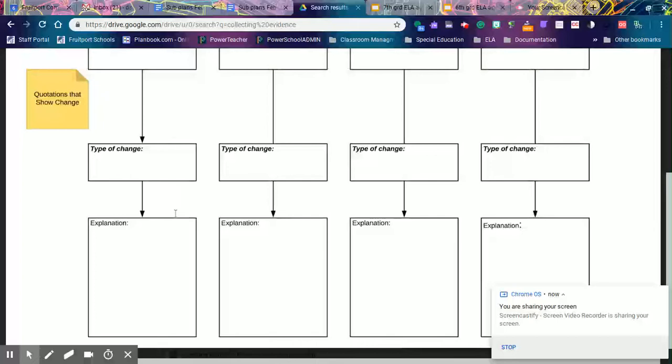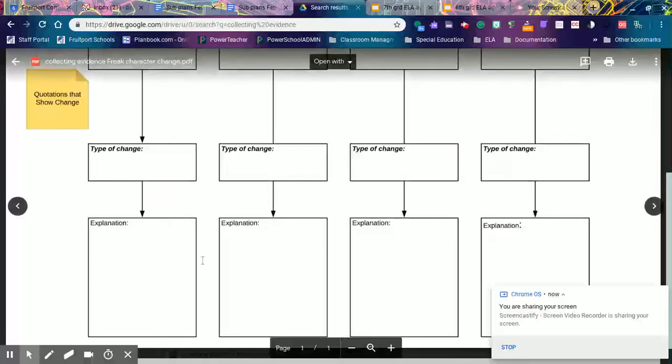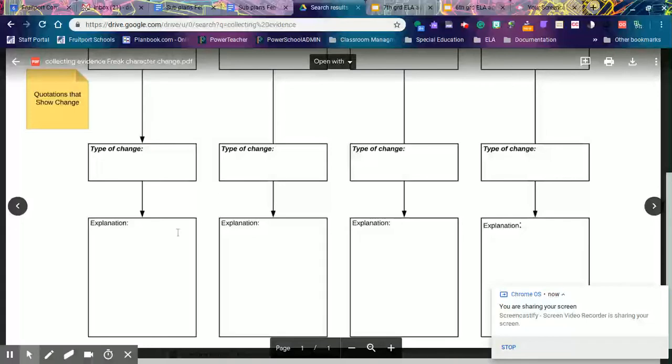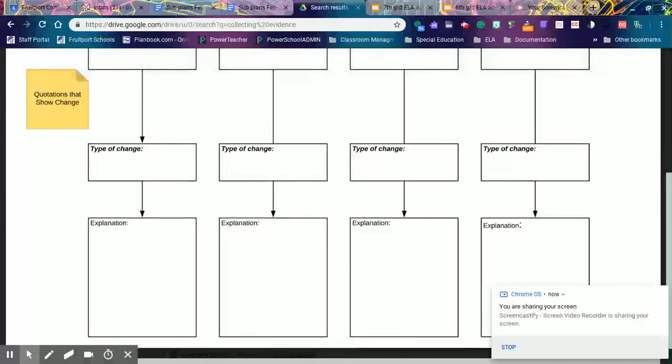The last part and most important is this explanation. I called it a commentary in my example. The commentary, remember, or explanation is your own words. How are you connecting your claim, this idea of the change, and the evidence? How are those 2 ideas related? So when you write your explanation, make sure you're really detailed. I like to tell kids, pretend like the person that you are writing to or talking to has never heard of Freak the Mighty before, never saw the movie, never heard of the story or any parts of the story, so that you can be really detailed and explain everything.